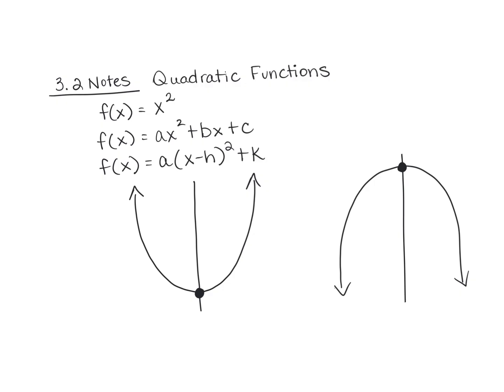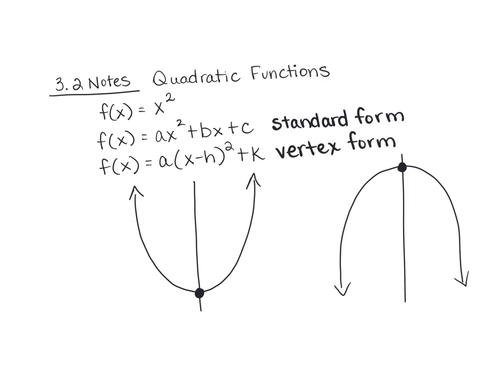So we're talking about the quadratic functions, and you are used to it in its parent form, f of x is equal to x squared. There is a standard form that you've seen in Algebra 1 and Algebra 2. This is the one that you probably have used the most. And now we get to add in a vertex form.